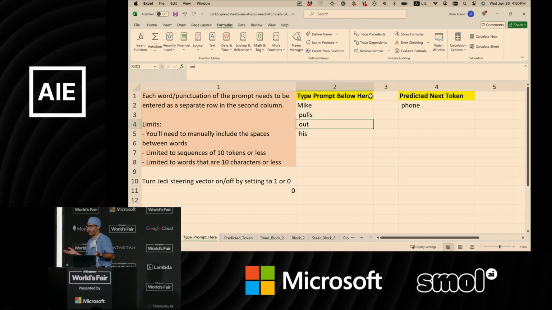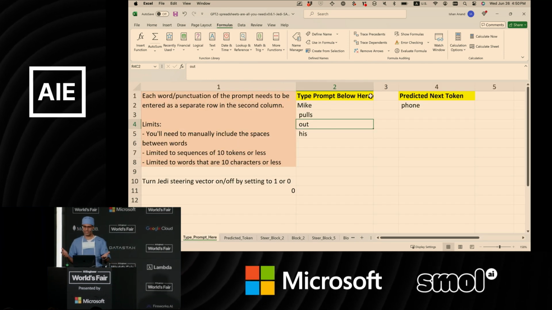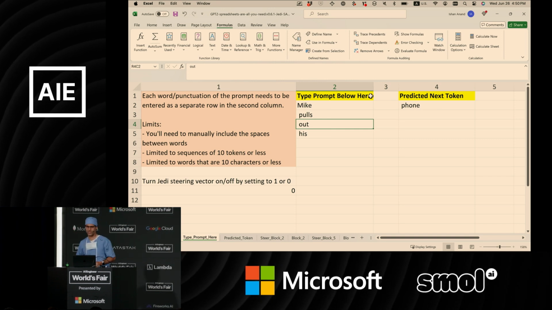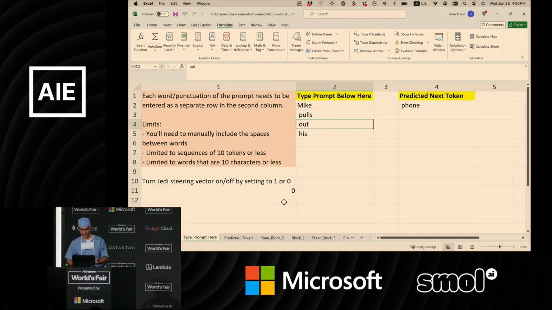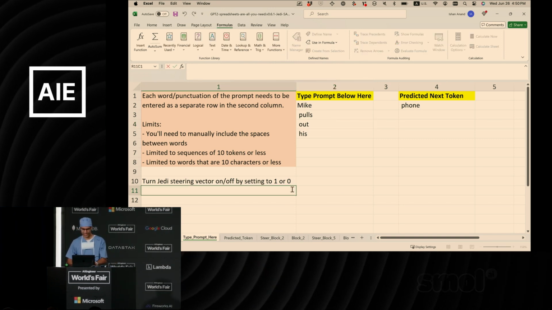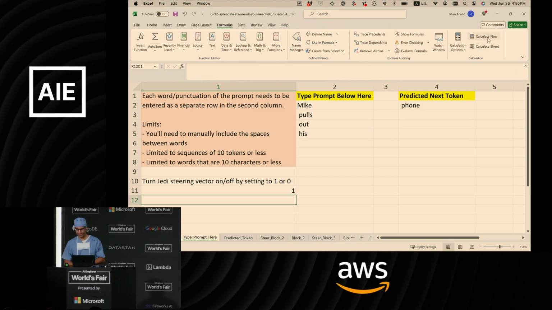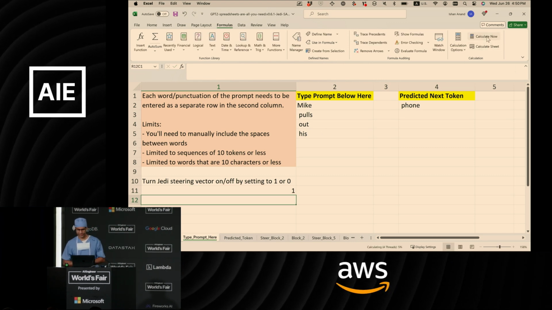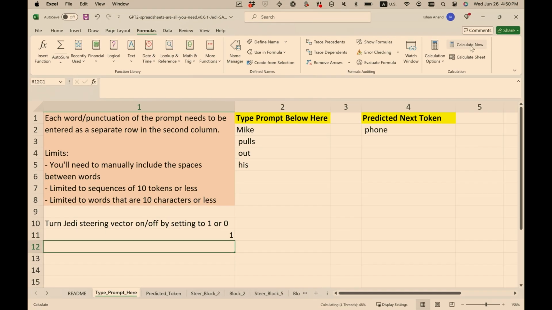Now we go to our prompt. And originally, normally, you ask GPT-2, "Mike pulls out his..." Makes sense, he pulls out his phone. But if we turn the Jedi steering vector on, I'll give you one guess what he's probably going to pull out. Let's see. OK, so now we hit calculate. And this is where you get to witness the 30 seconds it takes.